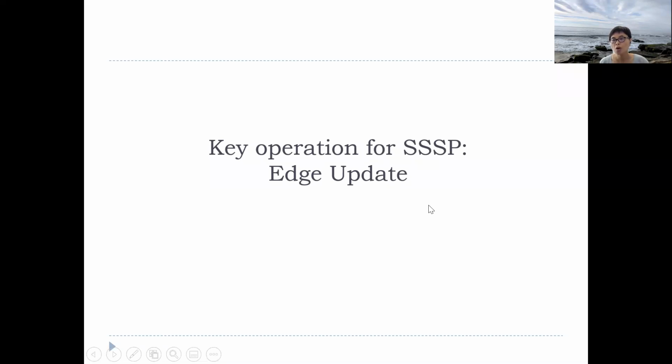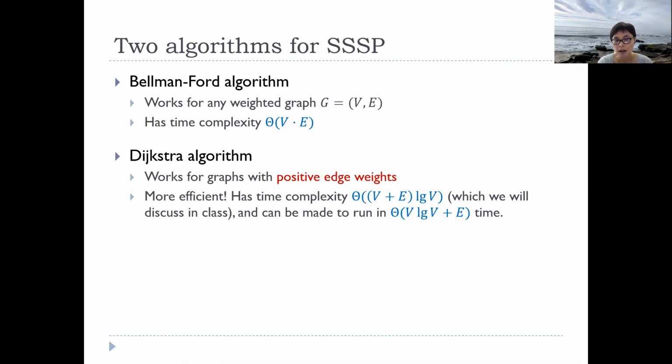Okay, so we want to solve this single source shortest path problem. It turned out that, in particular, we are going to introduce two algorithms in this class, today and the next class. One is called the Bellman-Ford algorithm, which works for any weighted graph, and the time complexity is V times E. The other is called the Dijkstra algorithm, which is more efficient, has better time complexity, but it only works for graphs with positive edge weights, so it doesn't handle negative weights.